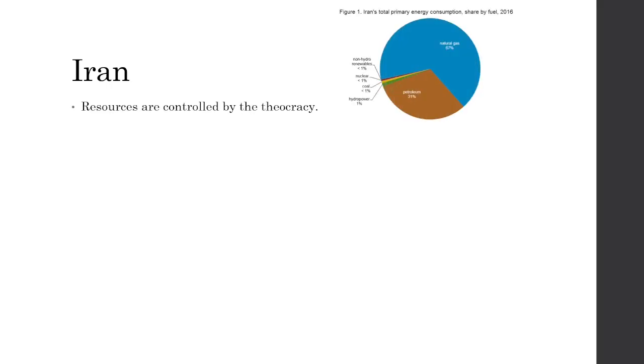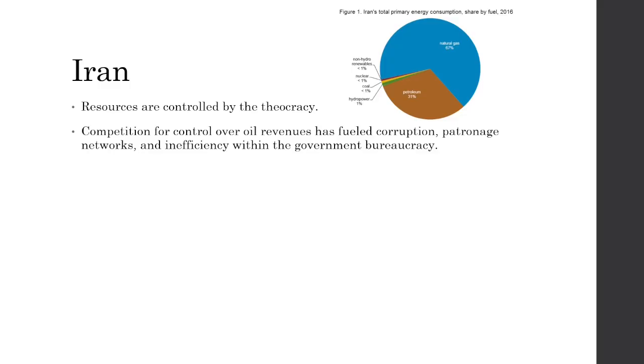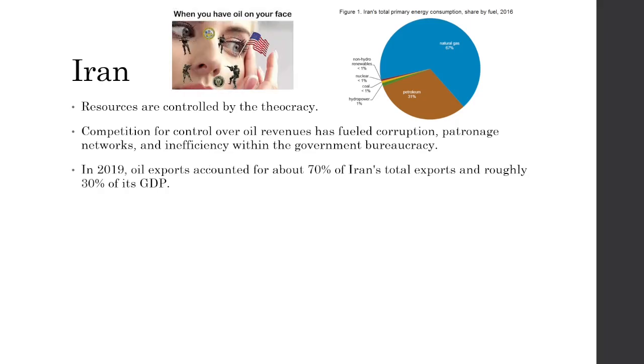Let's look at Iran. Resources are controlled by the theocracy, as you would expect. Competition for control over oil revenues has fueled corruption, patronage networks, and inefficiency within the government bureaucracy. In 2019, oil exports accounted for 70% of their total exports and roughly 30% of its GDP. We actually see here on this graph that their primary energy consumption is from natural gas, 31% through petroleum.